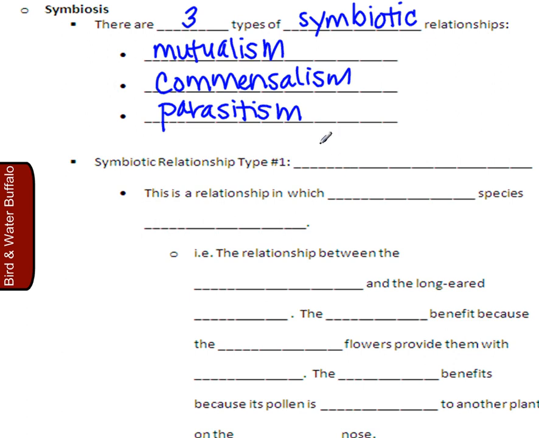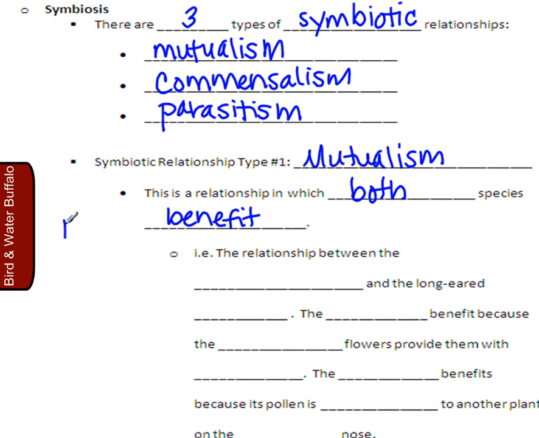The first type of symbiotic relationship we're going to discuss is mutualism. This is a relationship in which both species benefit. When we do partner teaching, the gesture for this one is going to be a double pat on the back. It's like if you scratch my back, I'll scratch yours. If you do me a favor, I'll do you a favor. That's what the double pat on the back will symbolize for mutualism.